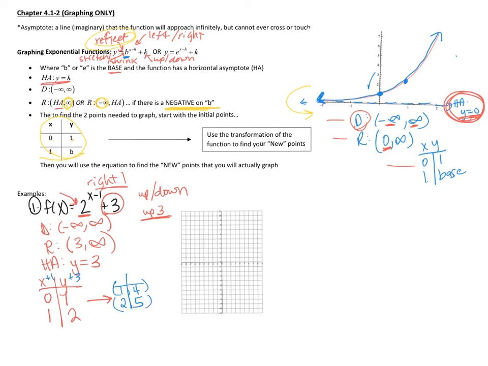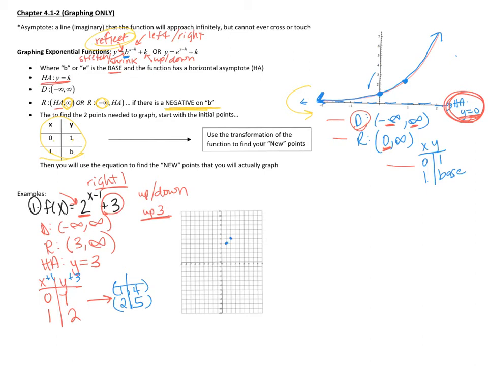So let's go ahead and graph. When I graph, notice from my first example, I have 2 points here, and I have that horizontal asymptote. So let's get our 2 ordered pairs on there. We're going to put 1, 4 on there, and we're going to put 2, 5.